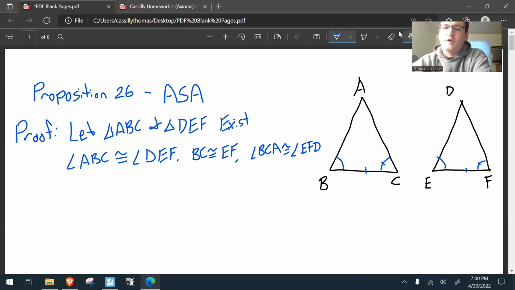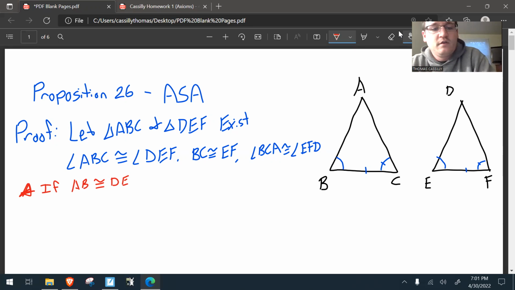All right, so there we go. We have an angle-side-angle criteria right now. So if AB is congruent to DE, well, then notice we'll have an SAS criteria.